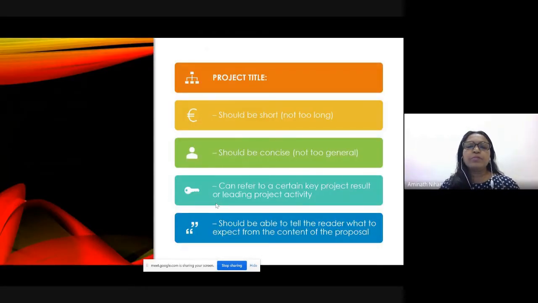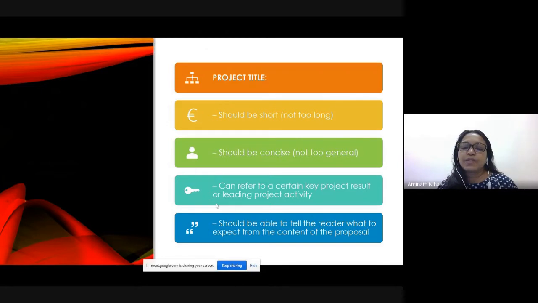So now you have an idea of what the project is. Now you have to write the title. When you are writing the title, think about these things. The title should not be too short or too long, okay? It should be concise. Concise means it should be short and sweet, spelling out what it actually is, not too general. When it's too general, people don't have a clear idea of what it is. So concise means it has to be clear, right?